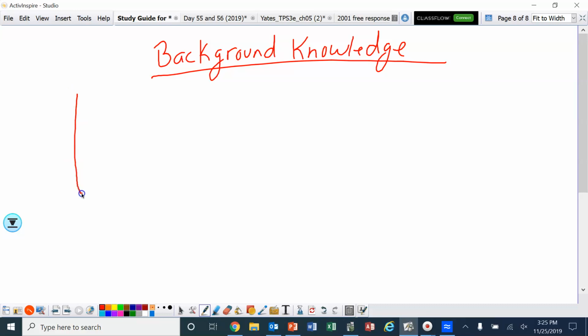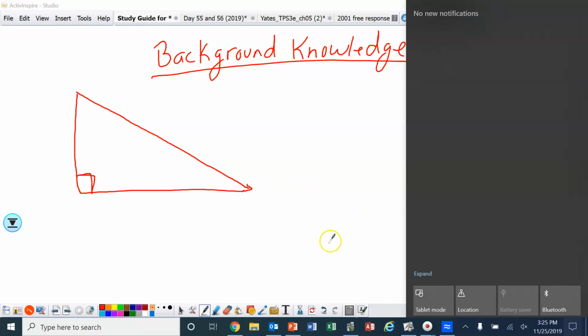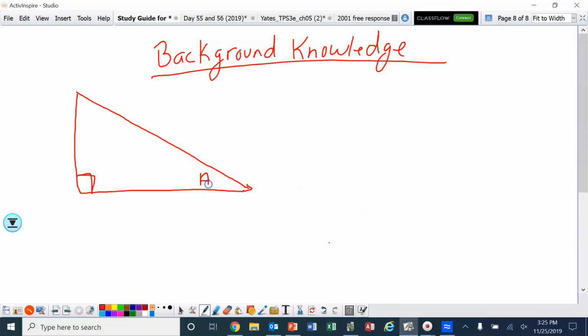So we've got right triangles. Okay? The trigonometry only works with right triangles. So let's say that this is angle A and this is angle B. Okay? The longest side, remember, is always the hypotenuse. All right, this is a leg and this is a leg.